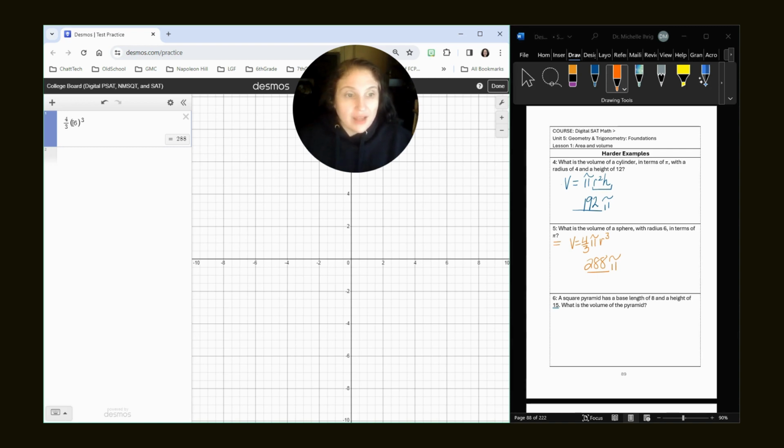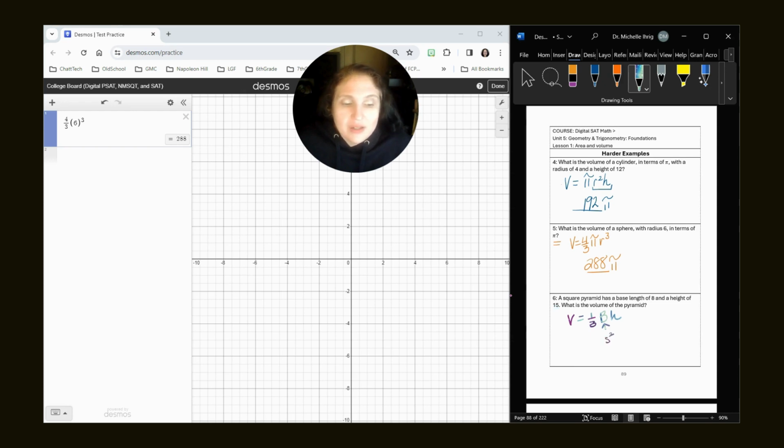All right, let's look at our last question. It says, a square pyramid has a base length of 8 and a height of 15. What is the volume? The formula for a pyramid is on the formula sheet. It's 1/3 times the big base times the height. In this case, the base is a square, so it's basically, what's the area formula? If it was a pyramid with a pentagon base, it'd be the area of the pentagon times the height divided by 3. So here we're just going to do a square.